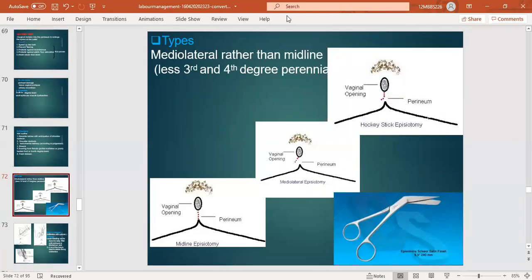This is the introitus, and this is the anus. Now we give either this incision, the mediolateral, or the medial episiotomy. You give a straight vertical incision, you can give 1 centimeter and then turn at a 45 degree angle for mediolateral. You also have the hockey stick shaped episiotomy.